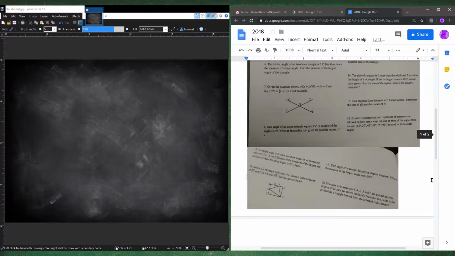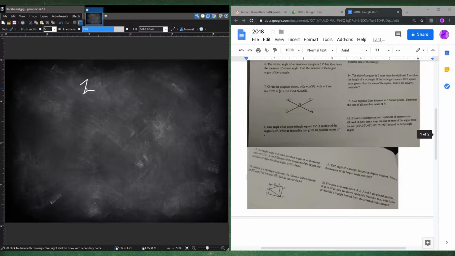Number 19. Each angle of a triangle has a prime degree measure. What is the measure of the largest angle possible? Okay, first you have to think about the primes. If you have two primes as the small angles, since a prime is usually an odd number, an odd plus an odd is even. So the last angle has to be even, because the triangle's measure is 180, and 180, which is even, minus an even is even. So you can't have that. So one of the angles has to be 2 because that's an even prime. So an even prime plus an odd prime is odd, and 180 minus an odd is going to be odd.